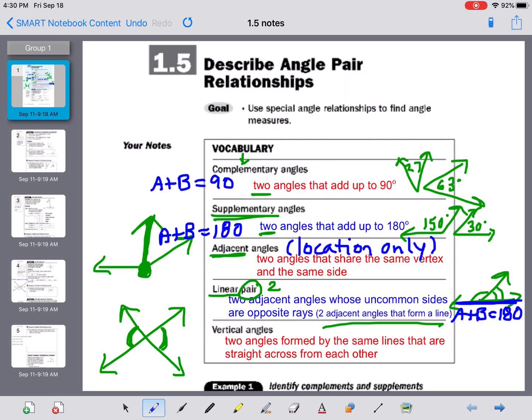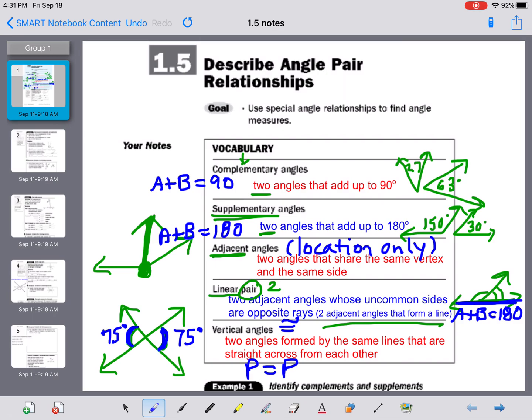And vertical angles, straight across from each other. Some of you tried to answer this in 1.4's notes, but vertical angles are congruent, okay? So if this one over here is 75 degrees, this one over here is 75 degrees. So this is kind of a part equals part when you think about vertical angles.